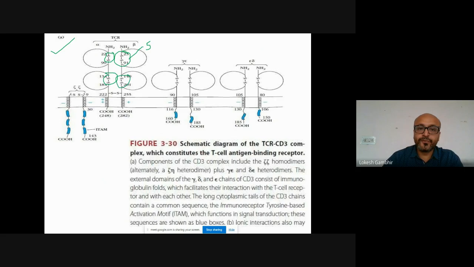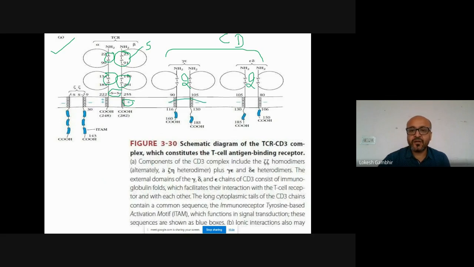Now we have 4 loops. The 4 disulfide bonds are actually responsible for looping the complete chain, and then both the chains are associated by a disulfide bond so that they are static. And the transmembrane domain contains positively charged amino acids. Then we have CD3 molecules. Each CD3 heterodimer contains two disulfide bonds, and negatively charged amino acids in the transmembrane domain.